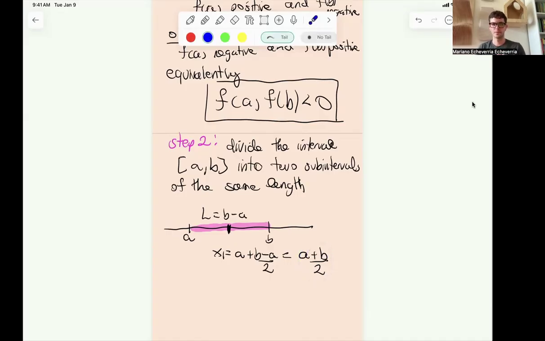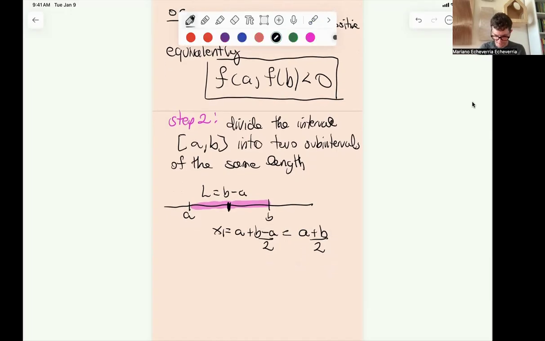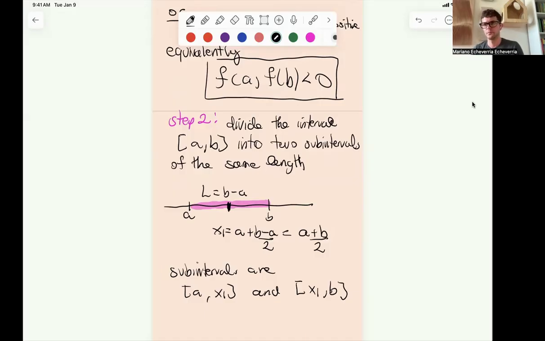Okay. So the two potential intervals, right? The two intervals that you get are, sorry, let me call them subintervals. Is that so far so good? Is that making sense?